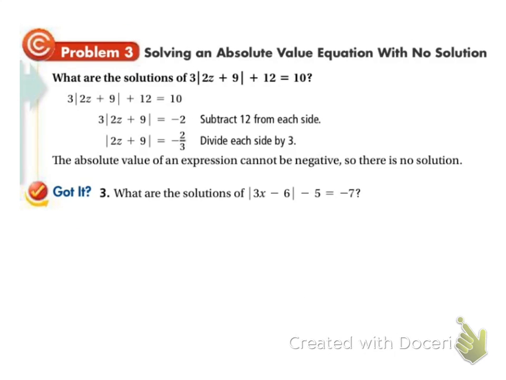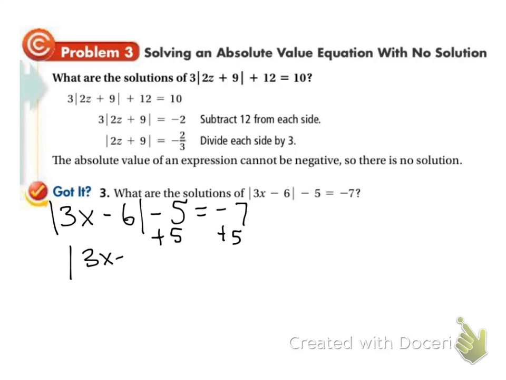Okay, and then solving an absolute value equation with no solution. So first, we're just going to treat this like a regular absolute value equation that we're going to solve. So our goal is first to get the absolute value alone. So I need to get rid of this 5 over here. It's a negative 5, so I'm going to add 5 to both sides to get rid of it. I get the absolute value of 3x minus 6 is equal to negative 2.